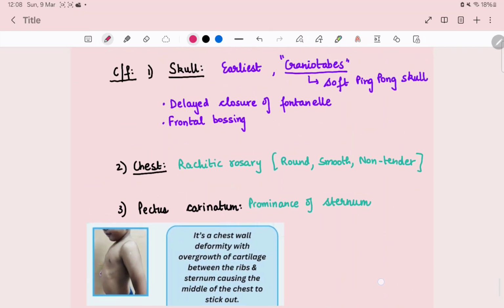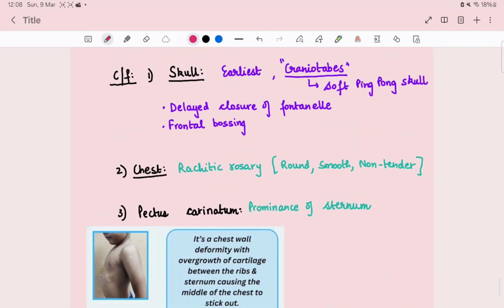Now what are the clinical features? First it is the skull. In the skull, you see craniotabes, that is a soft ping pong skull. Delayed closure of fontanelles is there. Usually you all know that the anterior fontanelle closes by 2 years. So there will be some delayed closure of the fontanelle, and frontal bossing is also seen. From this I remember ping pong skull. We also study about ping pong skull in forensic also. You will tell me this in the comment section.